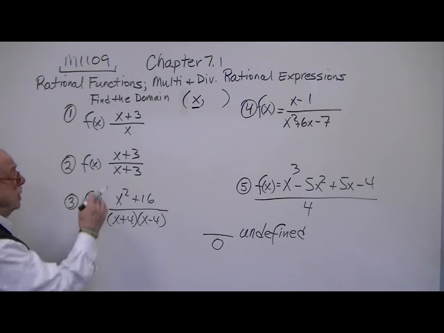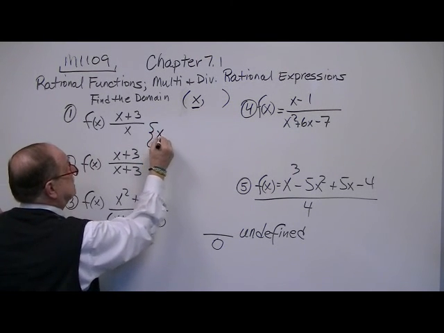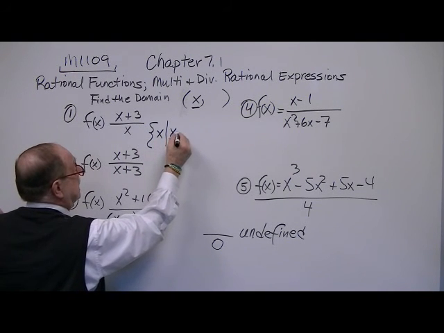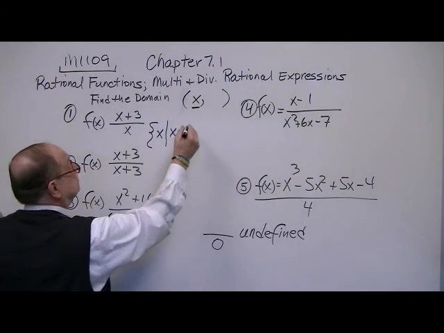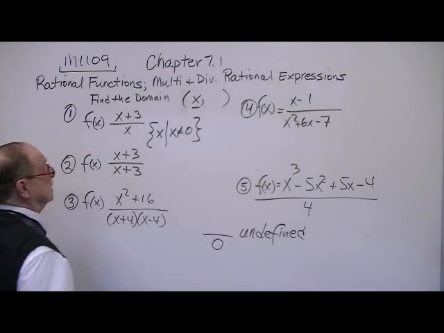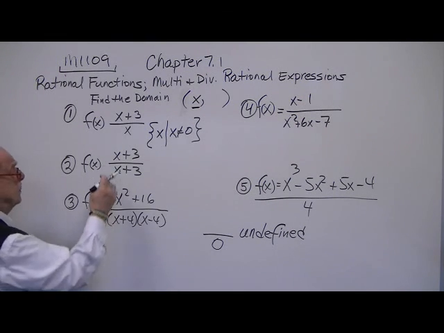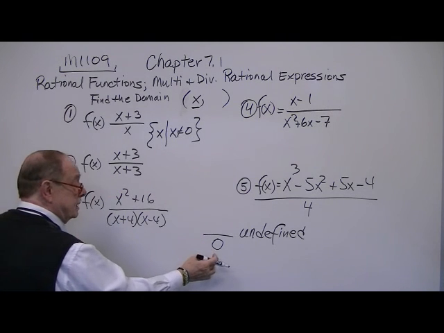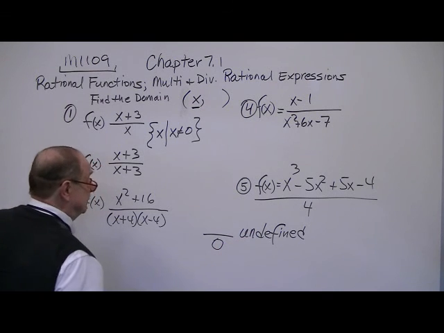So when we write this, we can write it as sort of a set. We can say x is such that x is any value, but x cannot be equal to 0. So once again, we're looking for a value of x in the denominator that would make it a 0, because if it were a 0, it would be undefined.